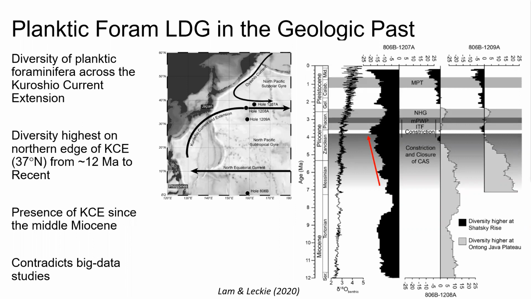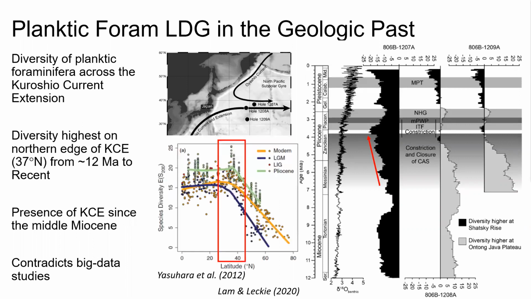We interpret this pattern to indicate a proto-Kuroshio Current extension was prevalent in the Northwest Pacific since the Middle Miocene. Our study also contradicts modern LDG studies, which indicate a diversity peak around 20 degrees, whereas we found peak diversity to occur as high as 37 degrees north latitude, a finding that more closely agrees with the Yasuhara and others study from the North Atlantic.